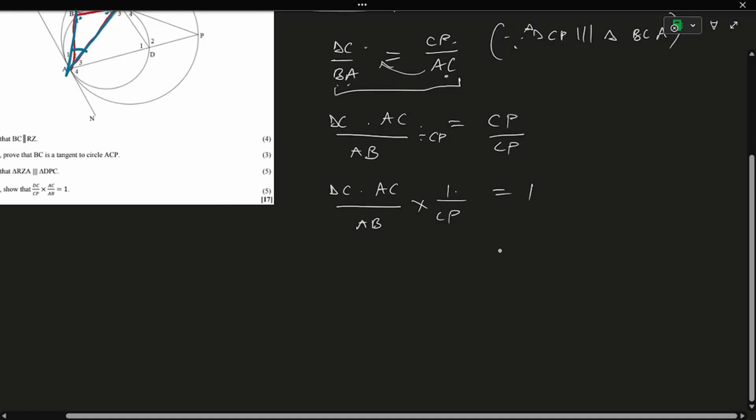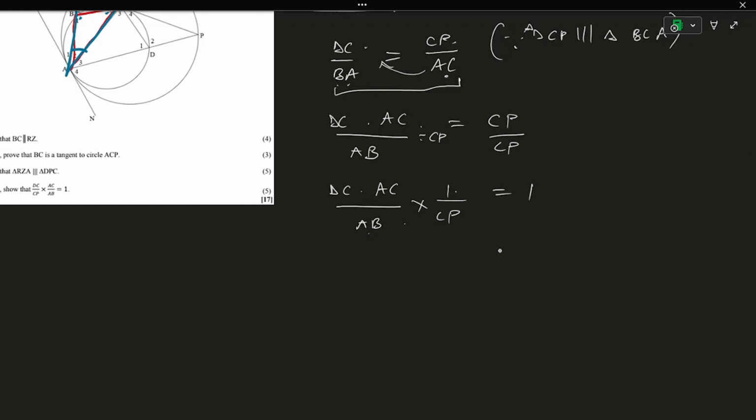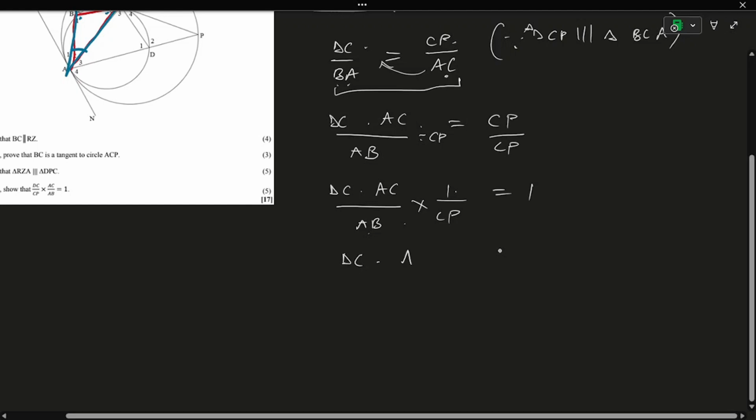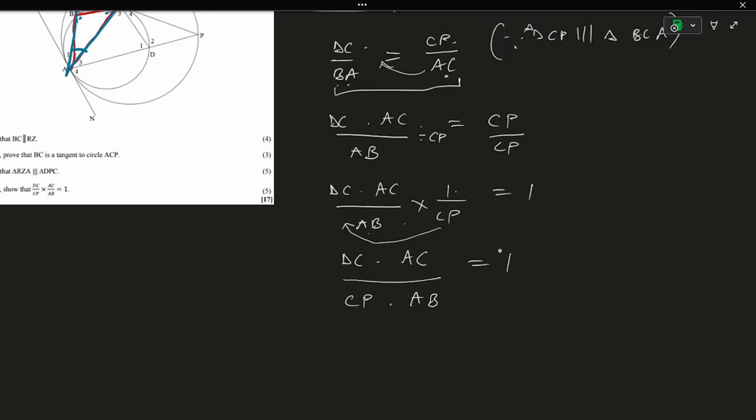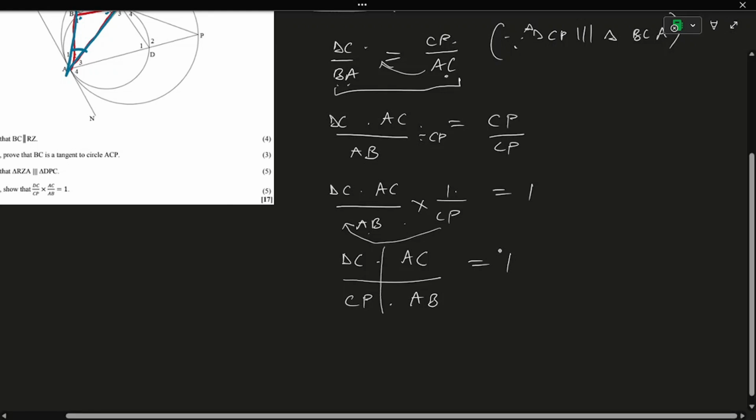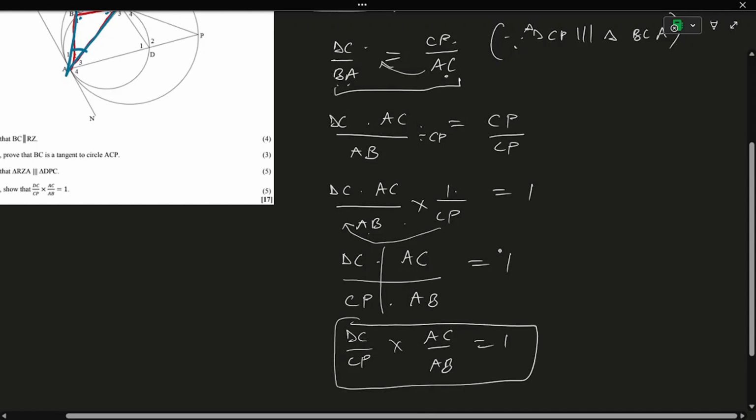So we can just rearrange this because this means that AB is multiplying CP, DC, and AC are multiplying 1. So we can just rearrange this and say DC multiplied by AC, and we can take CP to come this side. So we can say all divided by CP multiplied by AB is equal to 1. So we actually proved that these are equal to 1. If you want, you can break this up and say DC divided by CP multiplied by AC divided by AB is equal to 1. And this is how you prove these kinds of questions.